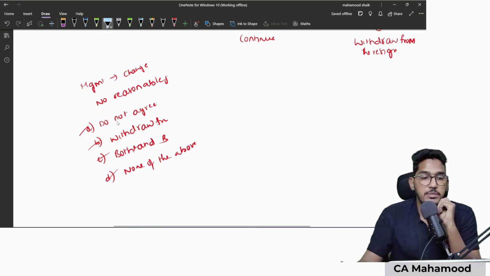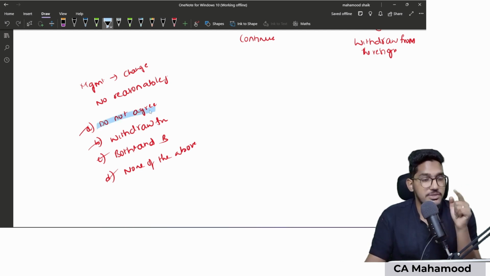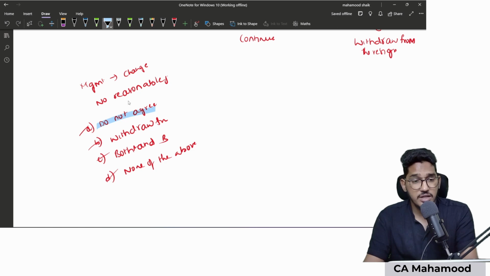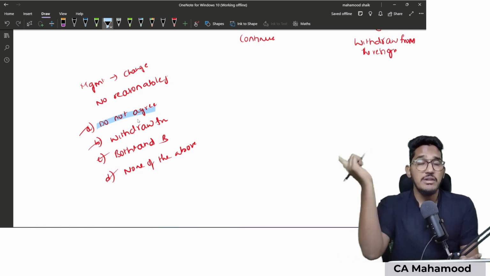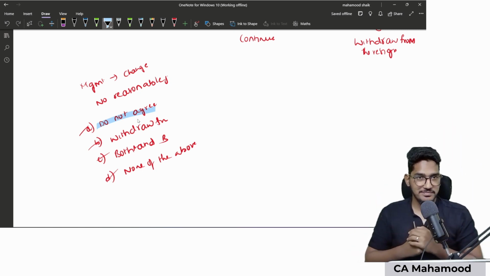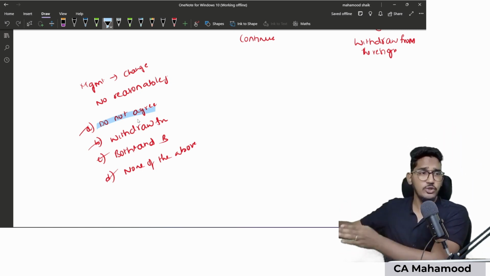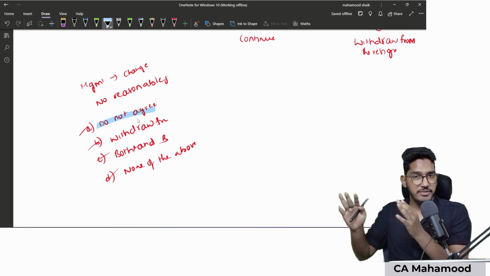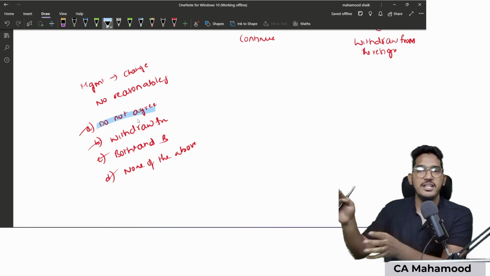The correct option will be only option A, not option C. If you are thinking it is option C, it is wrong. Why is it wrong? Because when there is no reasonable justification, we will not agree to the changes. Withdrawal will happen only when the management is not permitting me to continue the audit as per original terms. Withdrawal is not a direct go-to option. I did not say that whenever there is no reasonable justification, directly resign from the audit.